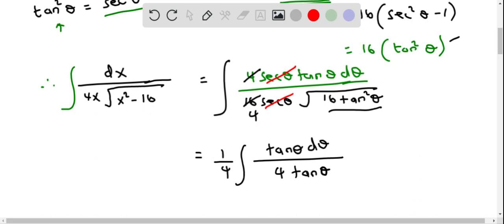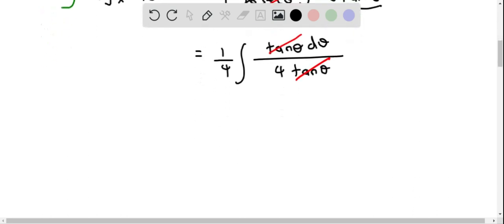Now we see that we can cancel this tangent theta with this tangent theta, and we are left with 1/4. So we already have 1/4 in front of the integral. So these two get multiplied, which gives 1/16 times the integral of just d theta. The integral of d theta, which is equivalent to the integral of 1 d theta, equals theta. So I put 1/16 times theta.